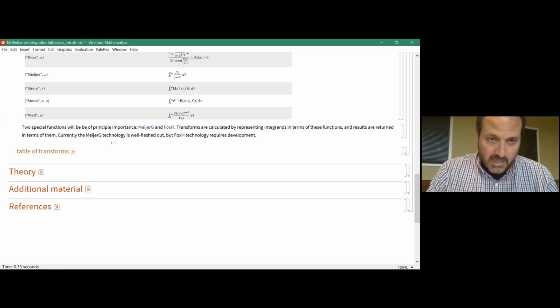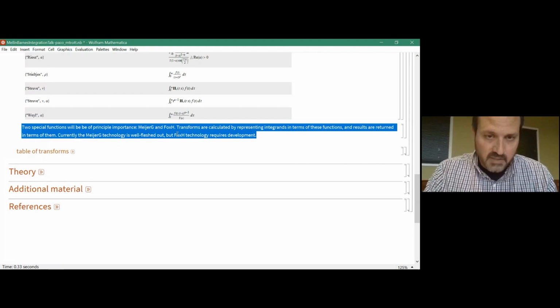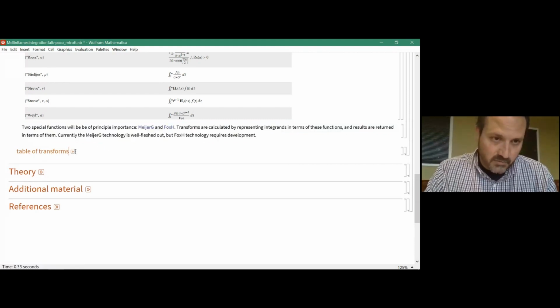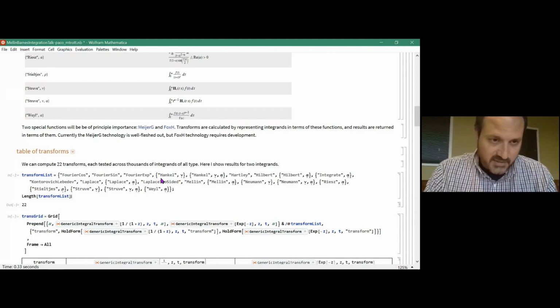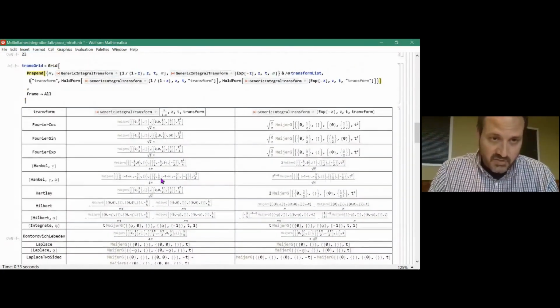I wanted to point out that a lot of the technology, a lot of what we've done so far, relies on the MeijerG technology, whereas the FoxH is still in development. Of importance to note there is that doing inverse transforms often relies on the FoxH as opposed to the MeijerG. So there's some work remains to be done there. So come see our talk next year at the next WTC.